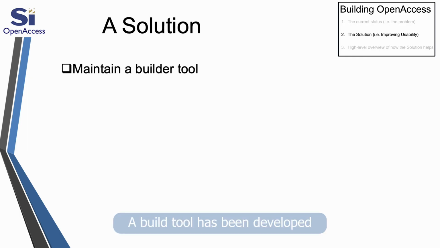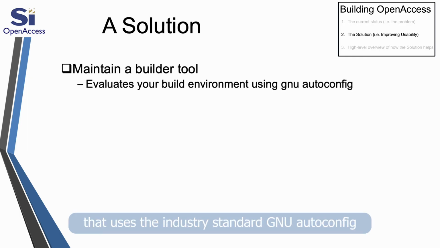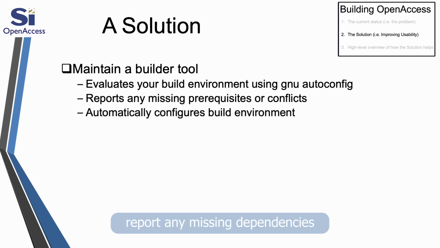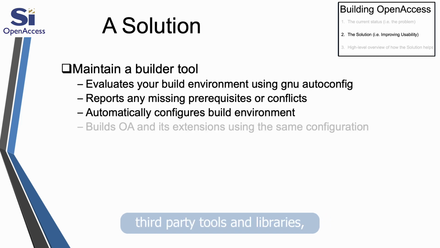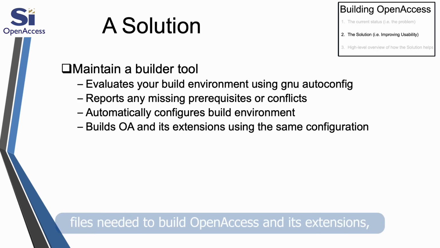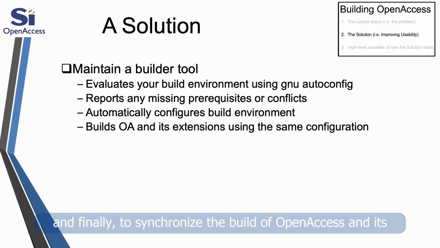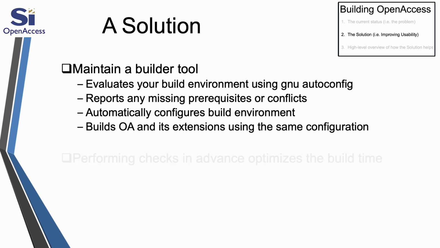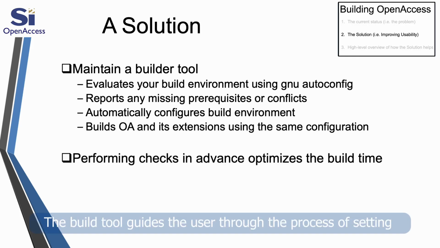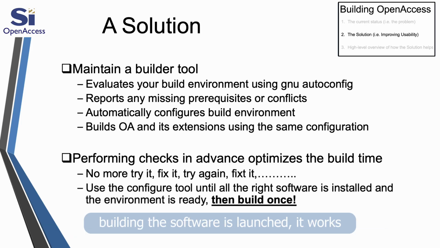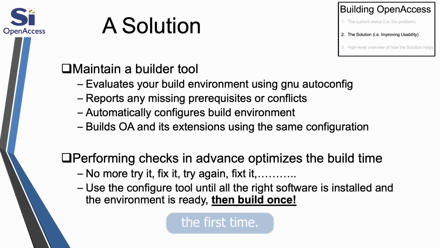A build tool has been developed that uses the industry standard GNU autoconfig to examine a user's build environment, report any missing dependencies or conflicts between versions of third-party tools and libraries, automatically create the config files needed to build OpenAccess and its extensions, and finally to synchronize the build of OpenAccess and its extensions so that the same configuration is used for all. The build tool guides the user through the process of setting up their build environment so that when the process of building the software is launched, it works the first time.